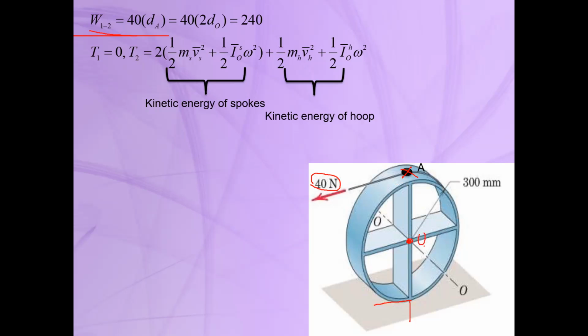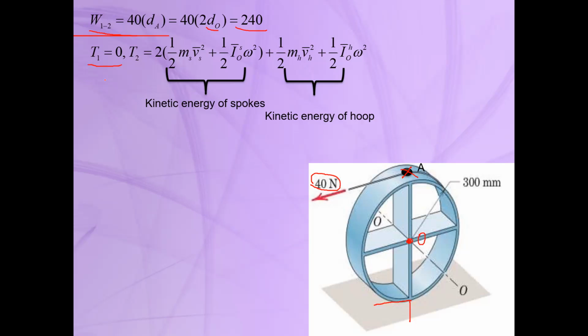of this wheel. So the work done by the external force is equal to 240, because we know that dO, or the displacement of the mass center, is 3 meters. So 2 times 3 meters is 6, times 40, which is the work done by the 40 Newton external force. We have T sub 1, or the initial kinetic energy. It's again equal to 0 because the system starts at rest.